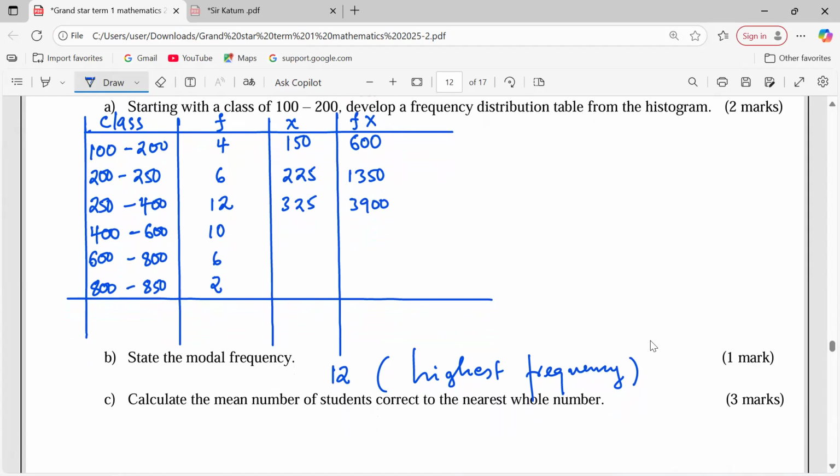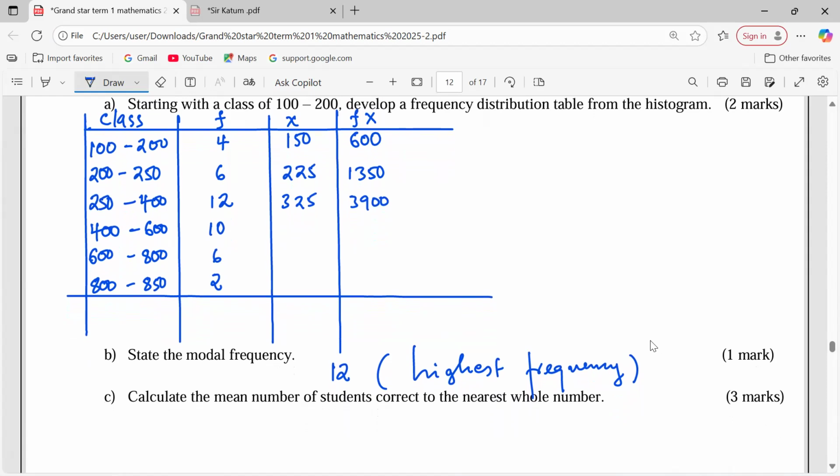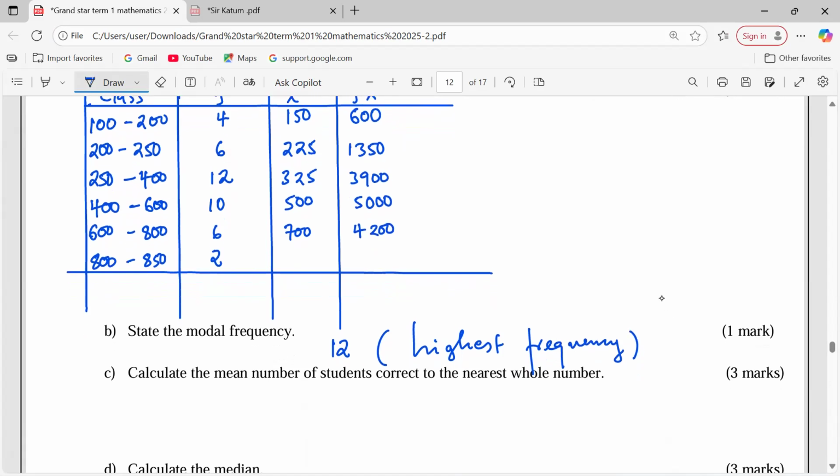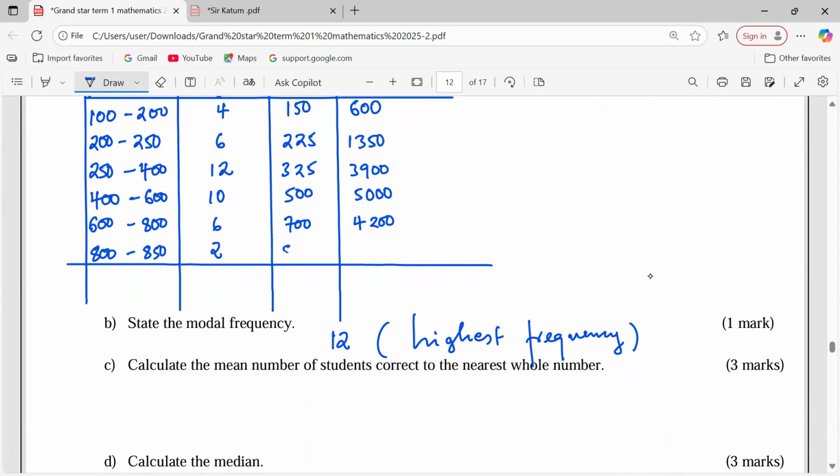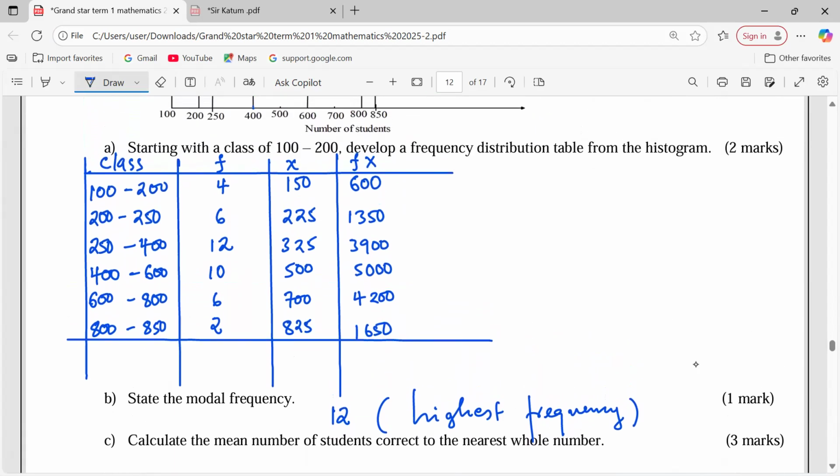Then the next should be the midpoint of 400 plus 600. We divide by 2. We get 500. When this is multiplied by 10, it becomes 5,000. Then we are having 600 plus 800. We divide by 2. That gives 700 as the midpoint. We multiply it by 6. We get 4200. And finally, we have 800 to 850. That gives 825 as the midpoint. We multiply it by 2. We get 1650.